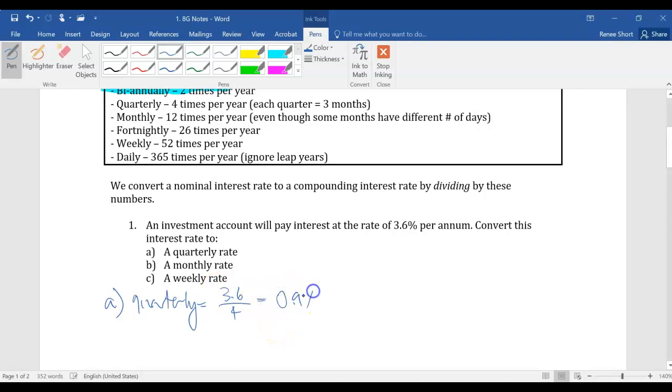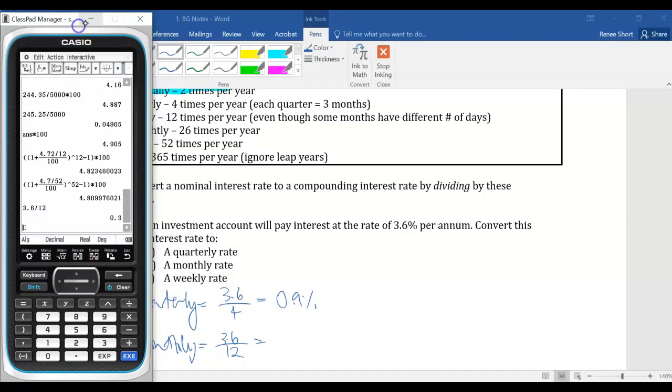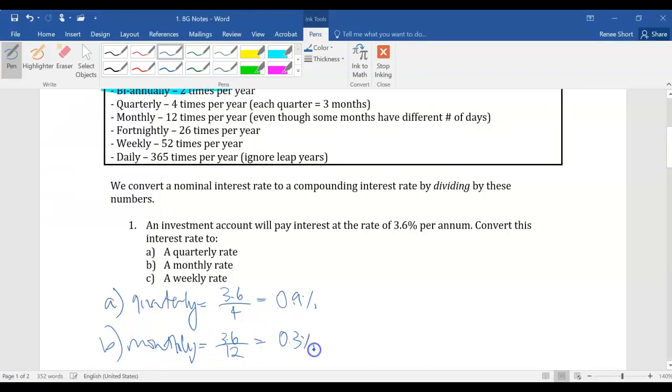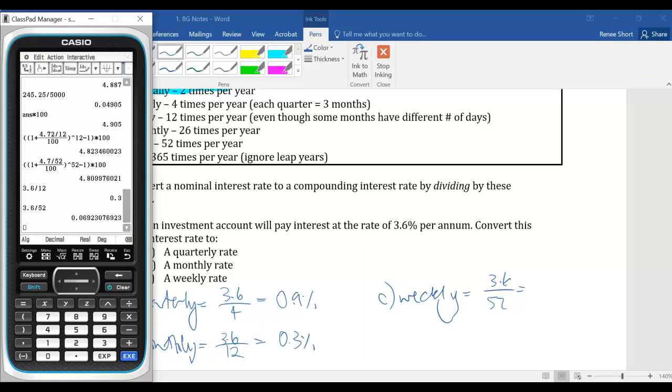That's going to become 0.9%. You can do that in your calculator. If it's monthly, that means we're taking that 3.6 and dividing it by 12. So if I head to the main menu, 3.6 divided by 12 gives me 0.3%. And lastly, if it's a weekly rate, we do 3.6 divided by 52. And for now, let's write 0.07%.